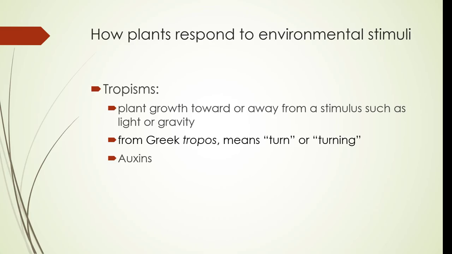Tropisms are when you have plant growth toward or away from a stimulus such as light or gravity. It comes from the Greek for tropos, meaning turn or turning, and auxins are usually involved in this process.